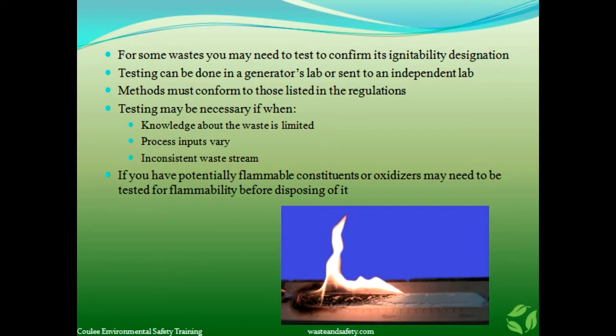For some waste, though, you may need to test to confirm if it will or will not designate as ignitable, or if it should be considered an oxidizer. Designating a waste for flammability can be done in the generator's lab if they have one, or it can be sent to an independent laboratory as well. Testing must conform, though, to the methods that are listed in the regulations. While lab testing can be expensive, it is still less costly than incorrectly managing your waste. And if you have an inconsistent waste stream, which can have varying levels of potentially flammable constituents in it or different amounts of oxidizers, you may need to test your waste for flammability before disposing of it.